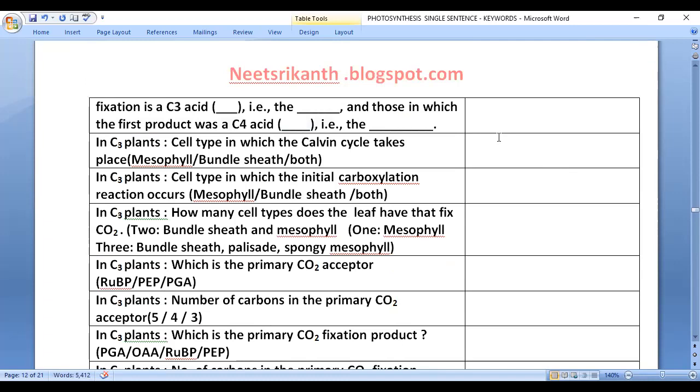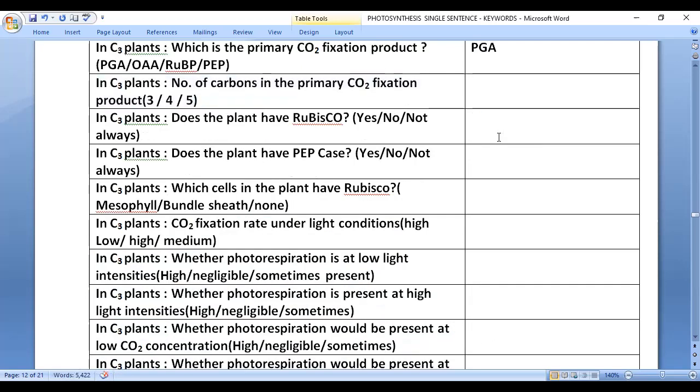In C3 plants, the cell type in which the Calvin cycle takes place, and the initial carboxylation reaction occurs, is the mesophyll cells. How many cell types does the leaf have that fix carbon dioxide? One, that is mesophyll. The primary carbon dioxide acceptor is RuBP, which has 5 carbons. The primary carbon dioxide fixation product is phosphoglyceric acid, which has 3 carbons.